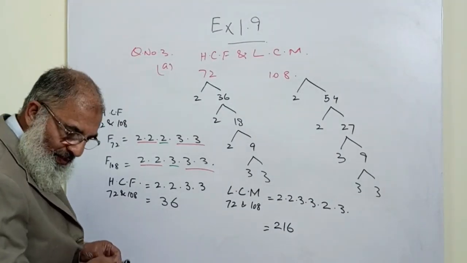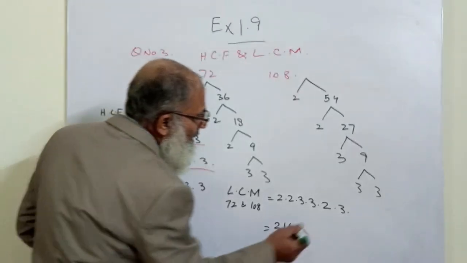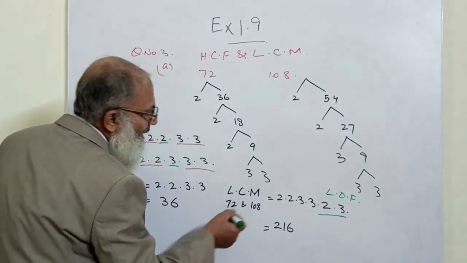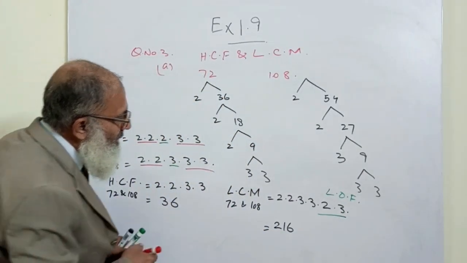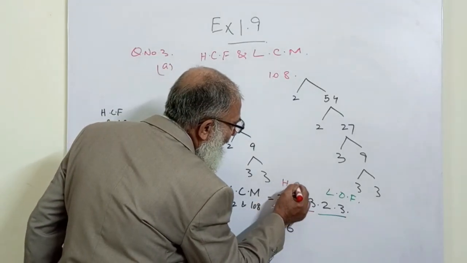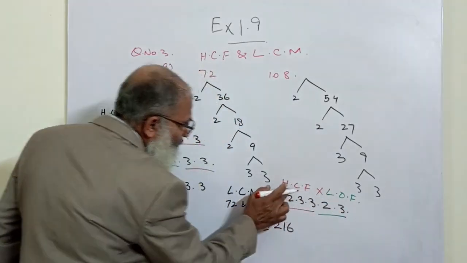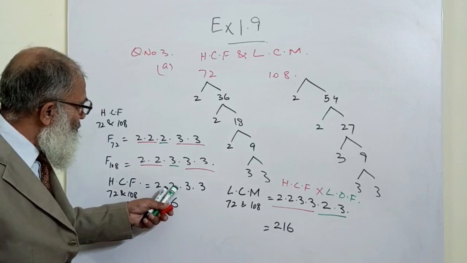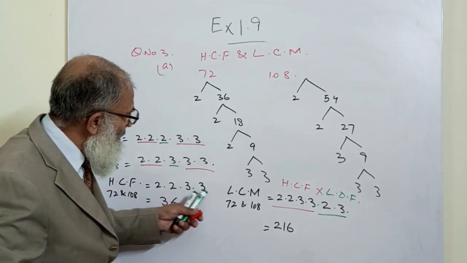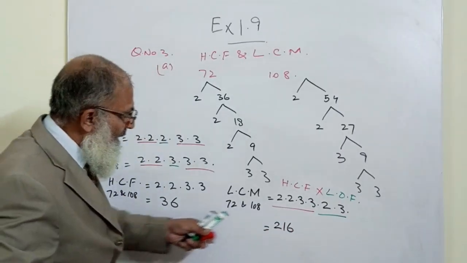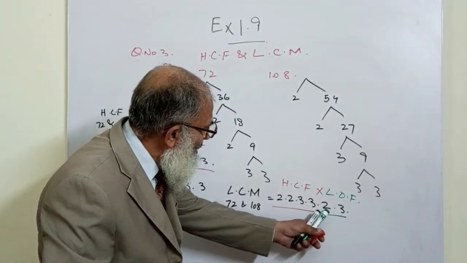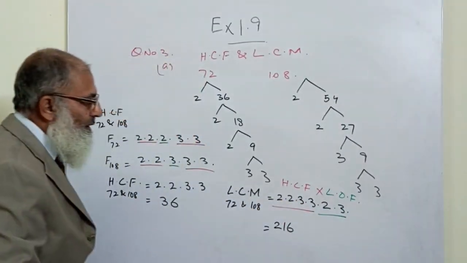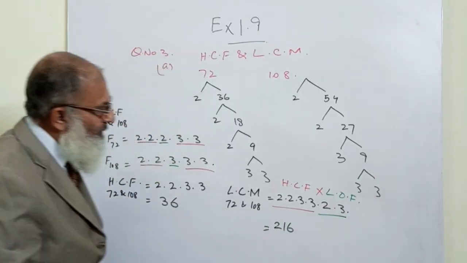Have you noticed one thing? These were the leftover factors, and these were the HCF. And if we multiply both, we get the LCM. HCF is equal to 2233, and LCM becomes additional 2 and 3, which came from the leftover factors. The leftover factors are 2 and 3. So it becomes in total 216.